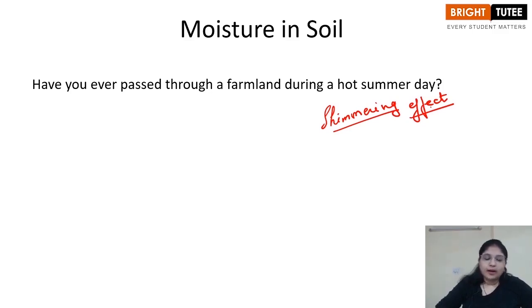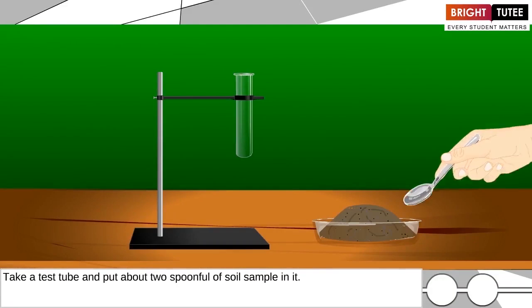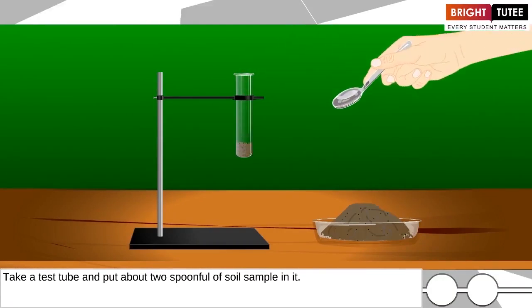We are going to determine the reason for this shimmering effect, and for this we are going to perform an activity. Take a test tube and put about 2 spoonfuls of soil sample in it.